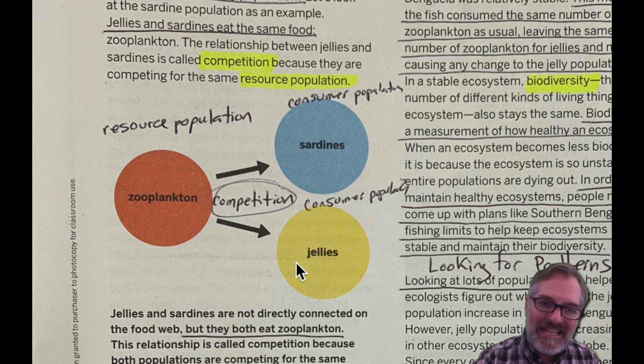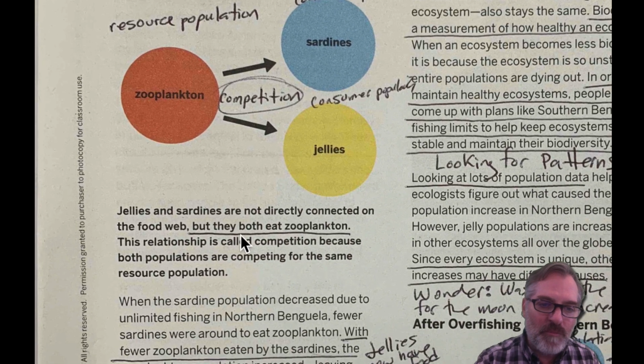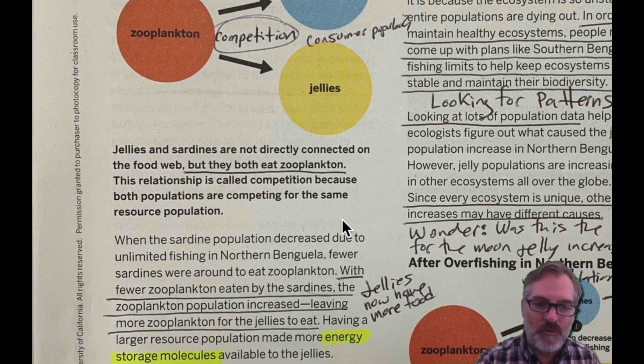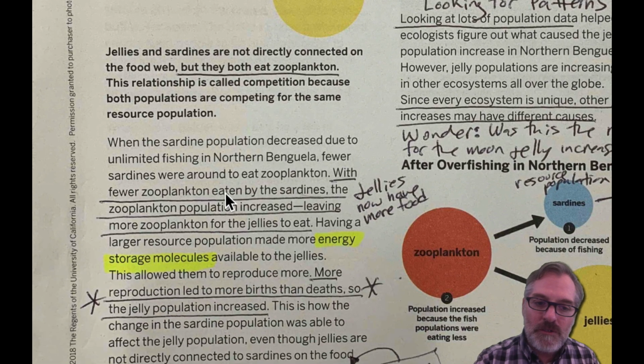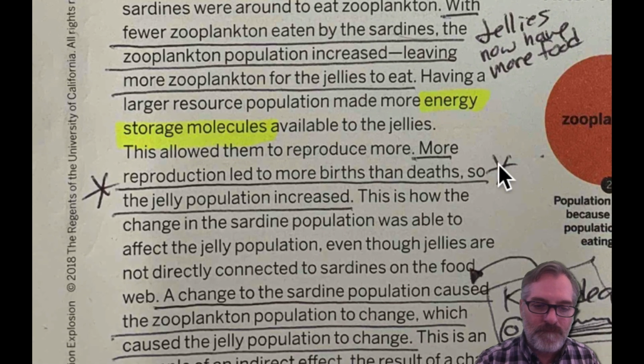And so, in essence, that is a form of competition. They both eat zooplankton. This relationship is called competition because both populations are competing for the same resource. With fewer zooplankton eaten by the sardines, the zooplankton population increased, leaving more zooplankton for the jellies to eat, having a larger resource population made of more energy storage molecules.